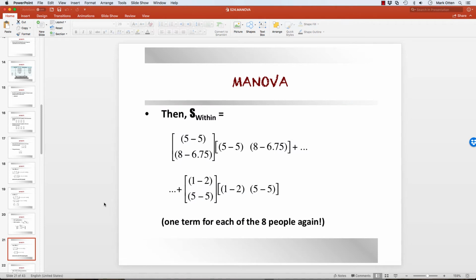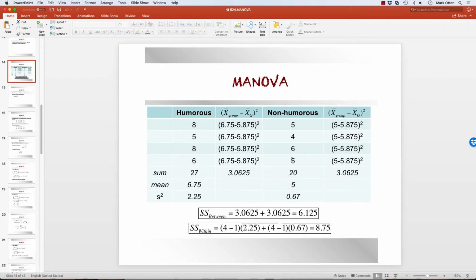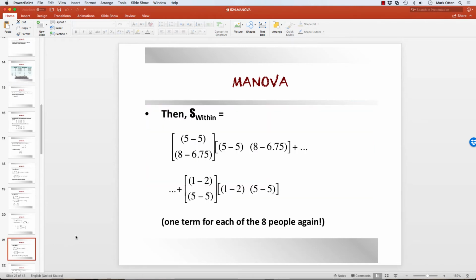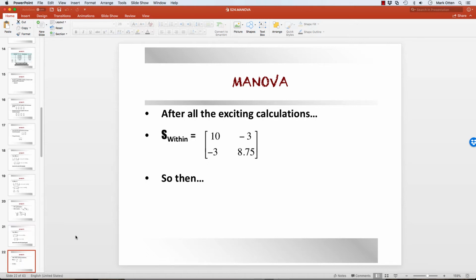And then the 5 minus 5 here is for the second DV on that same person. So that second DV non-humorous score was 5, and the group mean again was 5. So that's how you ended up with that. So one term for each of the 8 people. Again, these are unique terms for each of the 8 people as opposed to when we did sum of squares between. There was a little bit more repetition.